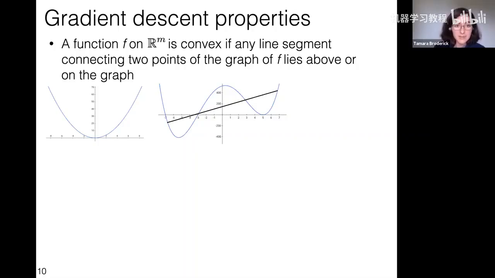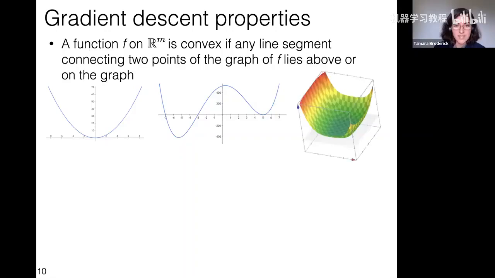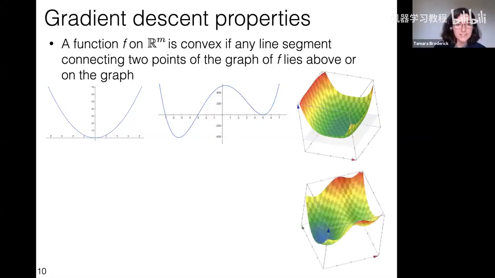Okay, but we can do this in higher dimensions too. So this happens to be a 4th degree polynomial that is convex. No matter which lines I find, it's always going to be above the function. And again, here's a question for the chat. Is this function convex? Is this a convex function?